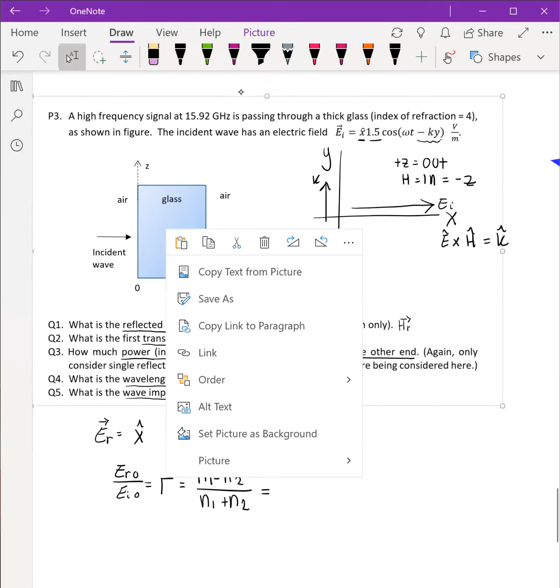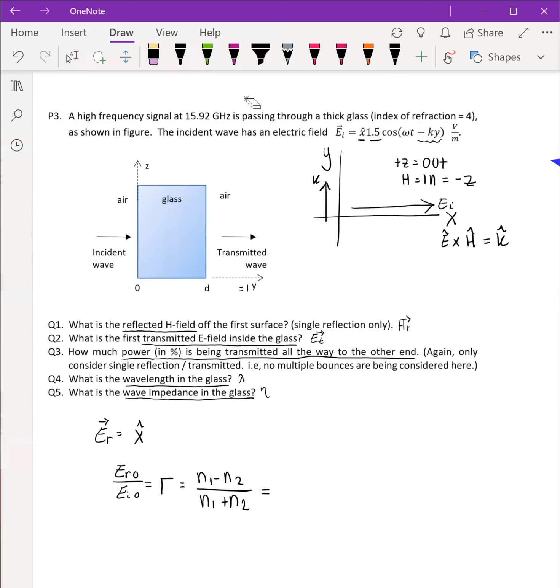So n is the denotation for index of refraction. And in this problem, it states that we have an index of refraction for glass equal to 4. So we go ahead and write that, n equal to 4. And we notice that surrounding the glass, we have air, which has an index of refraction of 1. So since we have 2 indices of refraction in this problem, I'm going to go ahead and label air as n1 and glass as n2.